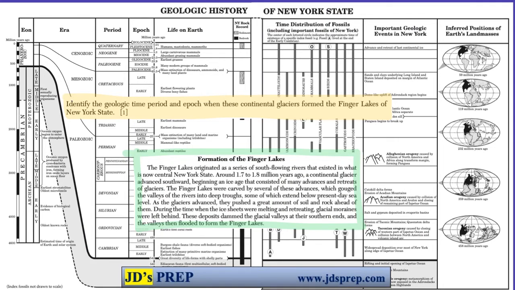All right, the next question asks us to identify the geologic time period and epoch when these continental glaciers formed the Finger Lakes of New York State. We're going to look at this blurb that we've included here. So we are given the timeline around 1.7 to 1.8 million years ago is when the last continental glacier advanced southward, which lines up with the advance and retreat of last continental ice on our geologic history of New York State. So we kind of know when we're talking about. If we look over here, the Quaternary period, and more specifically the Pleistocene epoch, puts us in that 1.7 to 1.8 million years ago time period.